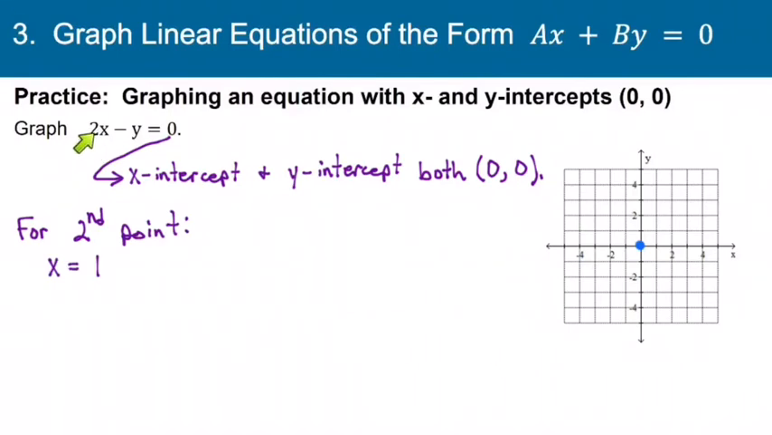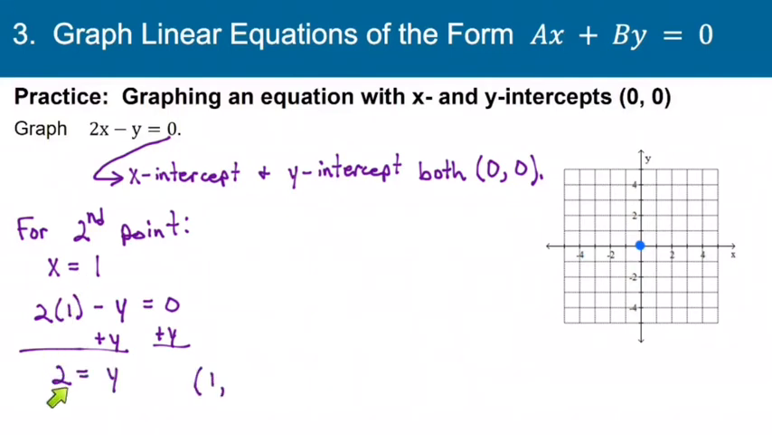So if x is 1, we'll have 2 times 1 minus y equals 0. And now we need to isolate the y. And since the y is negative, I think the shortest, quickest way to do that is just to add y to both sides. So that will give us on the left 2 times 1 minus y plus y, which is just going to be 2. And then on the right, 0 plus y is y. So now we can see that the point 1, 2 is going to be a point on our line.